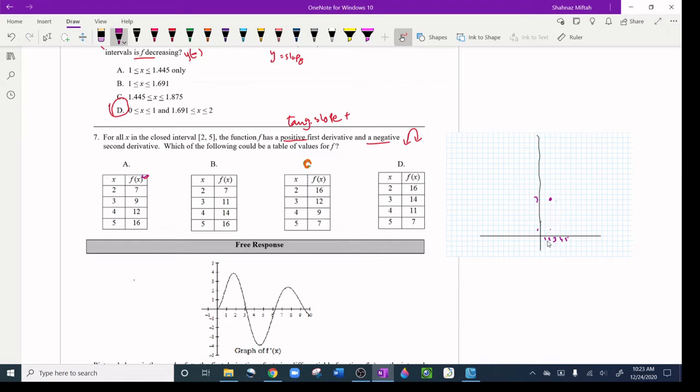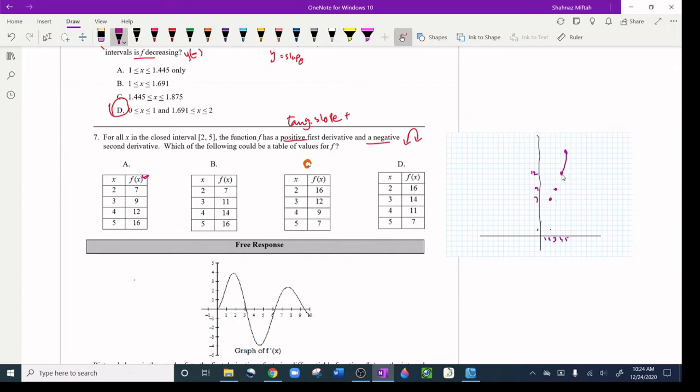So 2 to 7, this is 2, that's 7. Then I have 3, 9, that's 3, 7, 8, 9. Oh, it's not supposed to be there. 9 right there, 3, 9. So this is 9. Then I have 4 and 12. This is 4, 9, 10, 11, 12. That's 12. Then I have 5 and 16. That's 5. And 12, 13, 14, 15, 16.